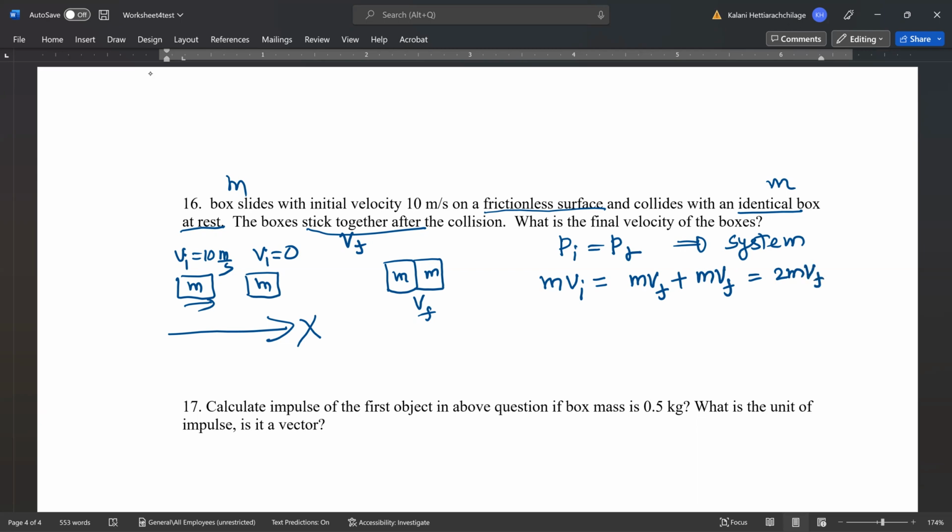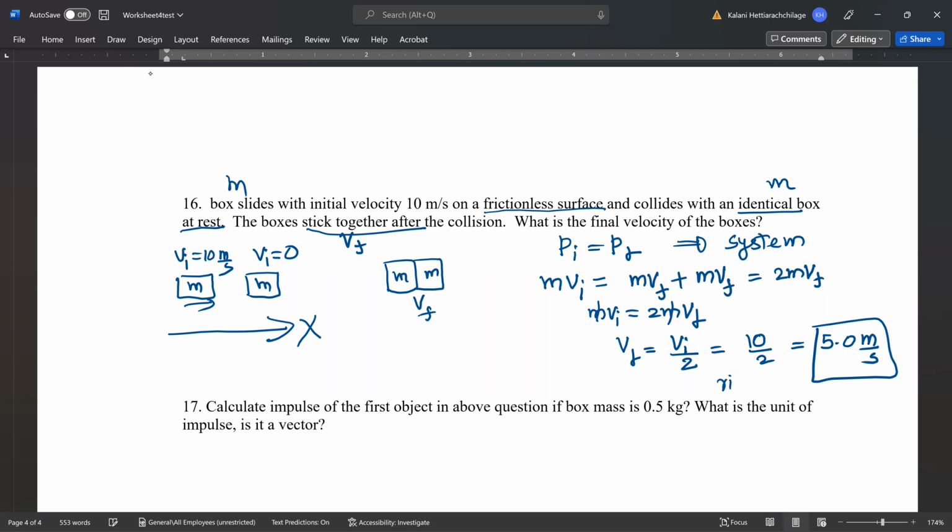Okay, so now I can calculate the V final by using this formula easily. You can divide by the mass first. Let's bring this down: M V initial equals 2M V final, divide by M on both sides. V final is equal to V initial divided by 2. It's very simple. 10 divided by 2 is 5 meters per second. That means both objects are moving with 5 meters per second to the right. You can always make sure the direction is the right direction.